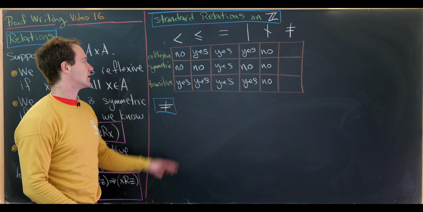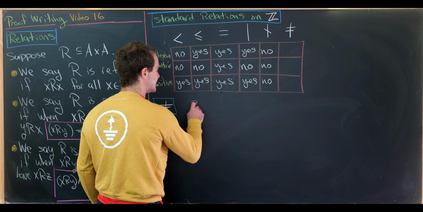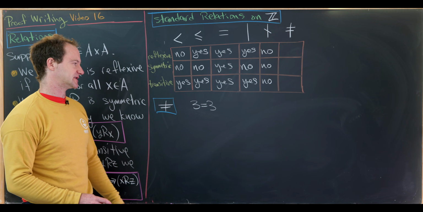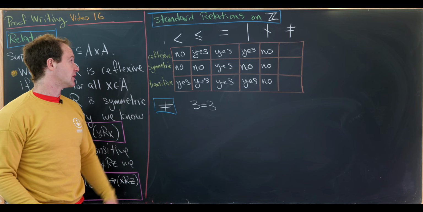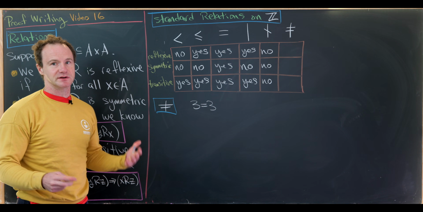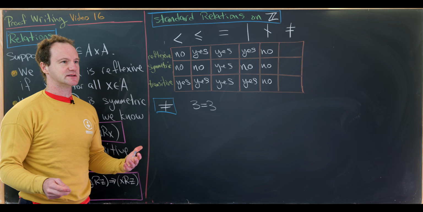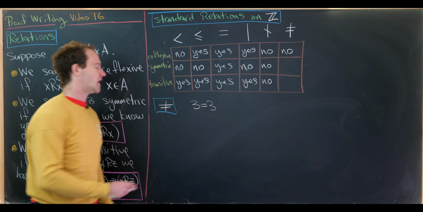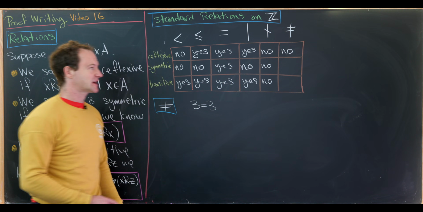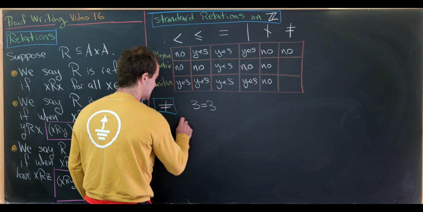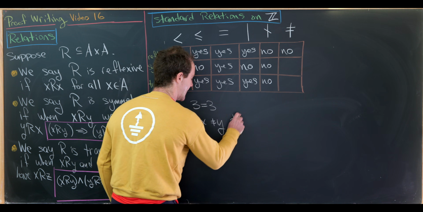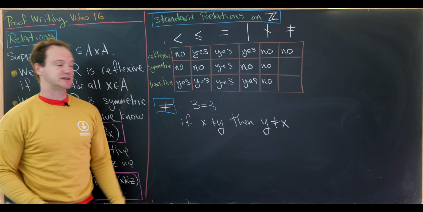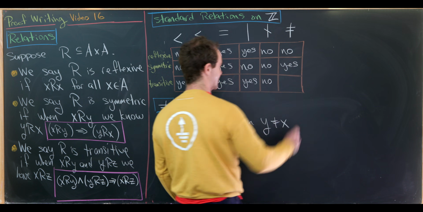Okay, so looking at inequality, it is not reflexive. And we can see that because 3 is not equal to itself is false. You could say that every number is equal to itself, but that means that every number is not equal to itself. So anyway, it's pretty clear that this is not reflexive. But is it symmetric? It is symmetric because note, if x is not equal to y, then y is most definitely not equal to x. So that shows that it's symmetric. So we have yes, it is symmetric.